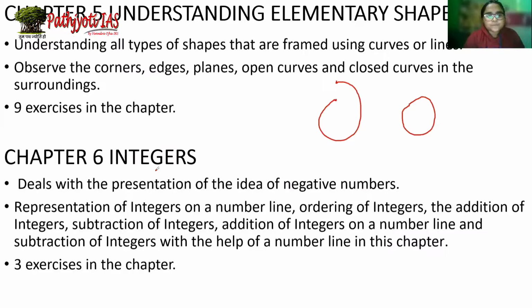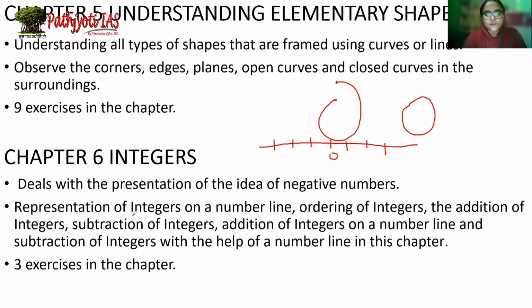Thereafter, integers are also represented on a number line. One of the teachers, I guess, explained the number line. If you see like this, this is zero, and on this side we have 1, 2, 3, then this side we will have -1, -2, -3, like the process.